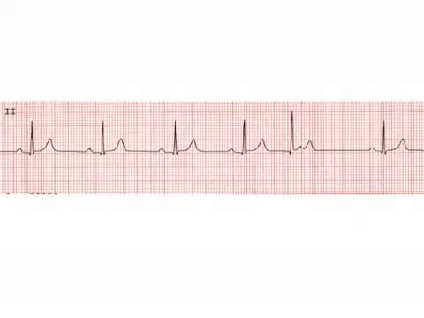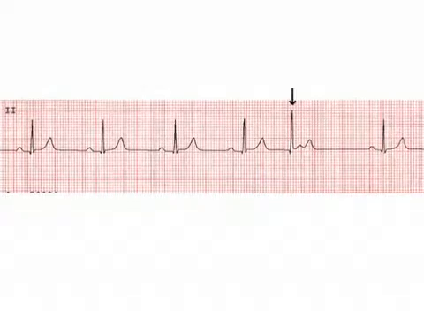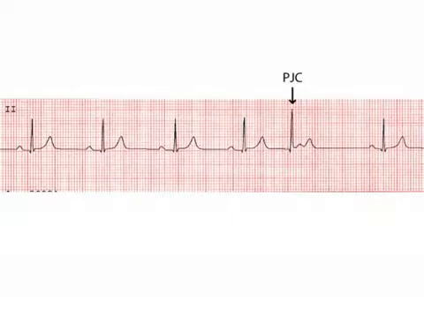The next rhythm strip looks fairly normal for the first several beats, and then you'll see an early beat. However, the early beat still has a narrow QRS complex, but if you'll notice, there is no P wave before it. So the first beat, second beat, third beat, fourth beat look fine, and then the next one is early. This would be a premature junctional complex.